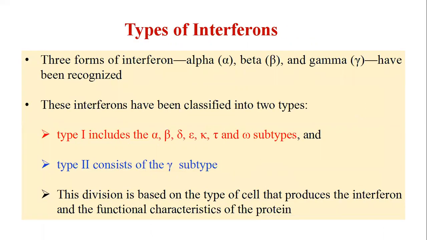So what are the types of interferons? Most commonly, interferons have three forms: alpha, beta, and gamma. They are the recognized forms, but they can be classified into two types. One is type 1, which includes interferon alpha, beta, delta, epsilon, kappa, tau, omega, etc. And type 2 consists of the gamma subtype. This division of interferons is based on the type of cell that produces the interferon and the functional characteristics of the protein.